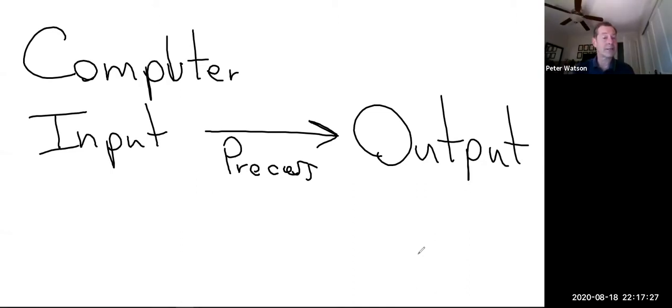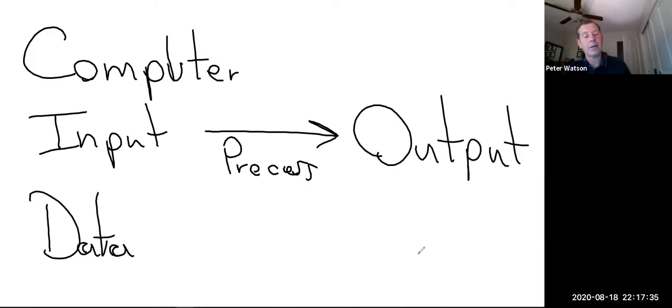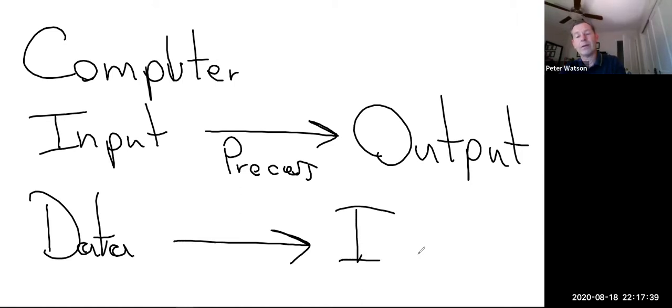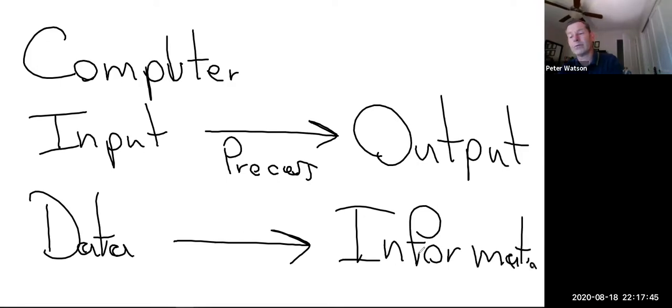So we process stuff. Another way to say this is that a computer can take data, and I don't like this way as much as I like the input-output, and information, to create information. Oops, I'm running out of room.